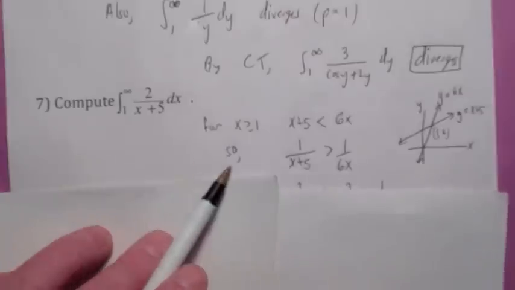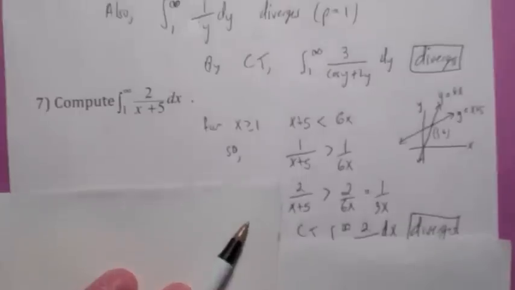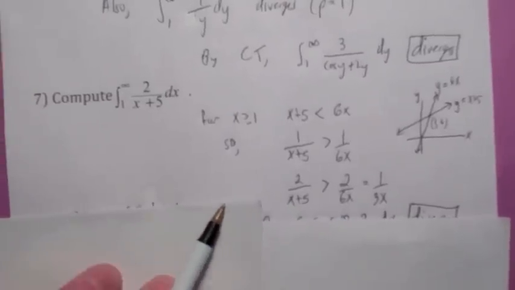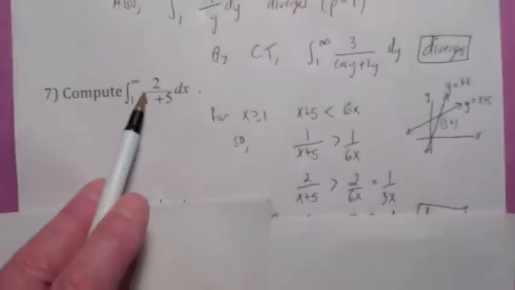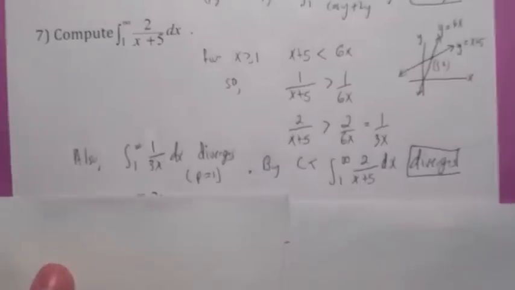So when you take the reciprocals, this is true: 1 over x plus 5 is greater than 1 over 6x. Then if you multiply by 2 on both sides, it's still true. And I just showed that 2 over x plus 5 is greater than 1 over 3x, which is what I wanted. The integral from 1 to infinity of 1 over 3x diverges. And by the comparison theorem, so does the integral from 1 to infinity of 2 over x plus 5 dx.